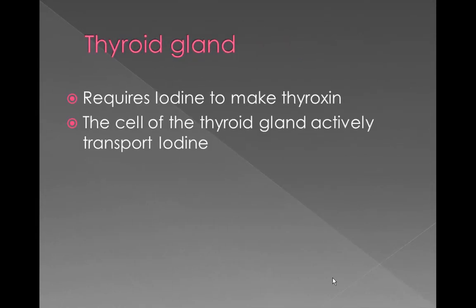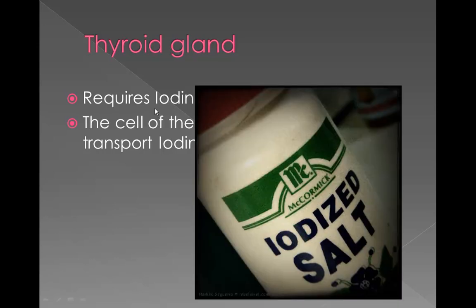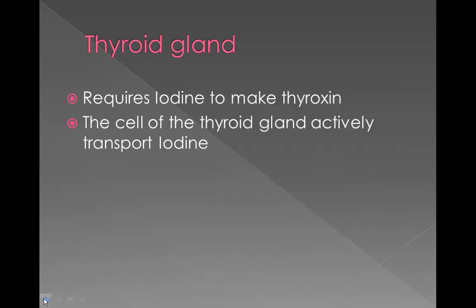So the thyroid gland requires a trace element, and the trace element it requires is iodine. Iodine is only needed in small amounts. However, it is quite essential, and it would be actively transported into the cells of our thyroid gland. And so this would be an example of active transport.